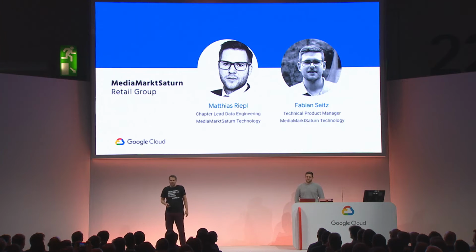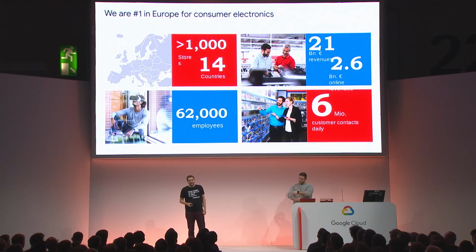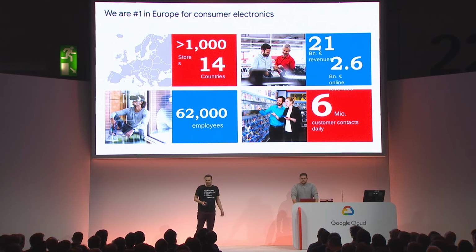Maybe I start with a few words about MarktSaturn. I think we are not so popular in UK, but we are the biggest consumer electronics retailer in Europe. We are present in 14 countries. We have more than 1,000 stores. And we have, meanwhile, not so bad online business. So it seems like we are doing more than 12–13% of our revenues in the online market. Overall, we have 62,000 employees.